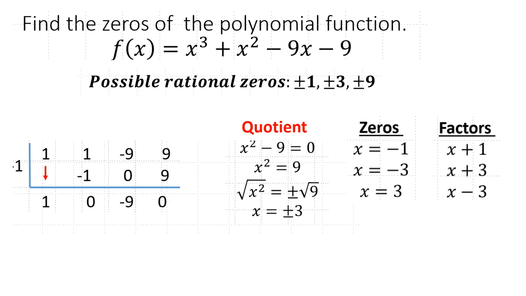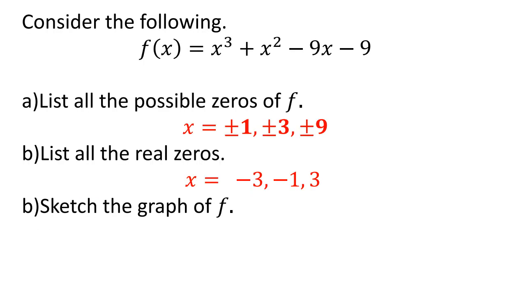Okay, as a list, I would write them like this: -1, comma, -3, comma, -1, comma, and 3.